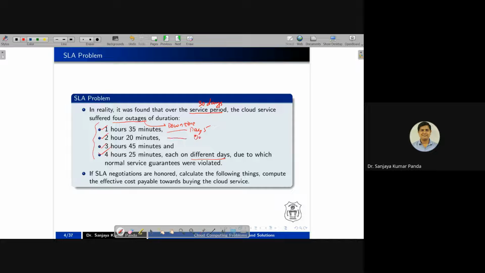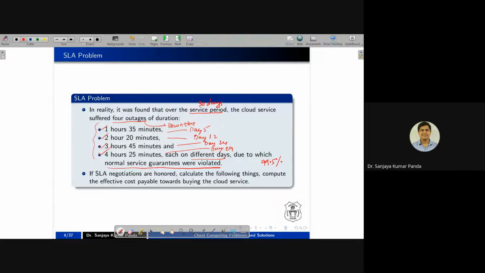Second outage happened on day number 12. Third outage happened on day number 24. Fourth outage happened on day number 29. Okay, 4 outages that happened on different days, due to which the normal service guarantee was violated. What is our normal service guarantee? That is 99.5%, as we have seen. So due to these outages, our normal service is violated.